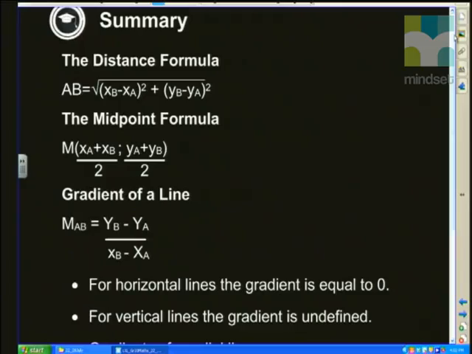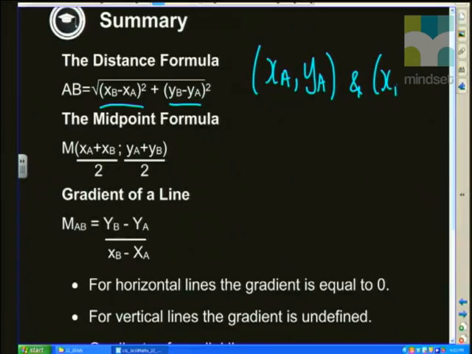You've got the distance formula. So if we look at finding the distance of some line segment AB, it's equal to the square root of xb minus xa all squared plus yb minus ya all squared. So just a reminder, you'll be given a set of coordinates, the x and y at point A, and then you'll have the x and y coordinates at point B. And you would use that distance formula in order to work out the distance between your 2 points.